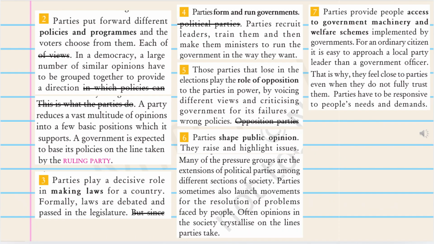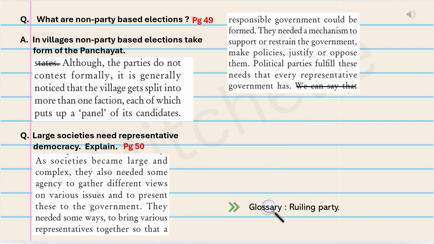And here is a continuation of the functions of political parties. On page 49, what are non-party based elections? So I've given you a bit of an introduction and then the rest of the answer. On page 50, large societies need representative democracy explained, and a glossary that needs to be learned is ruling party.